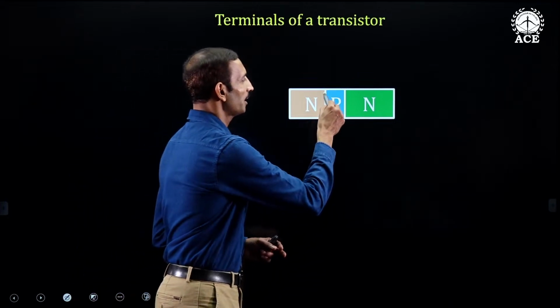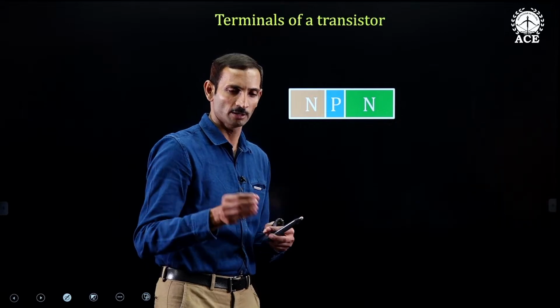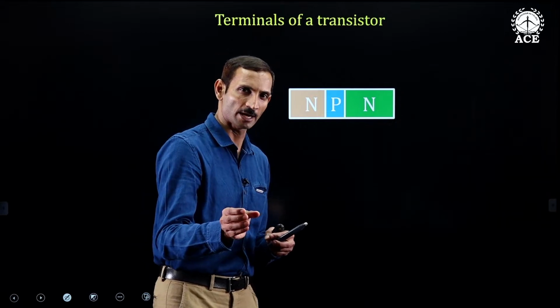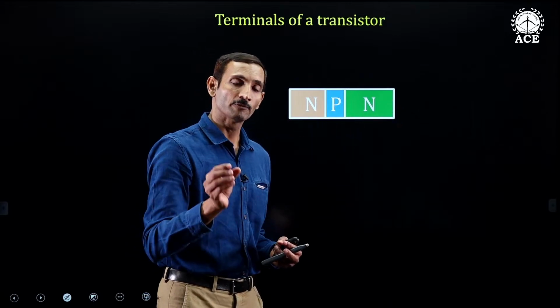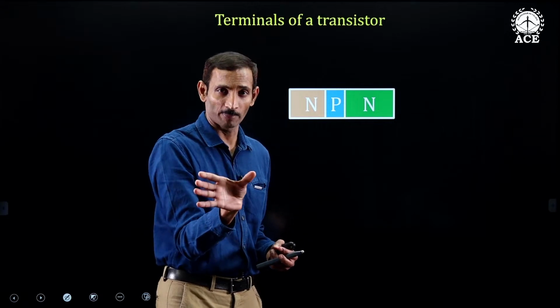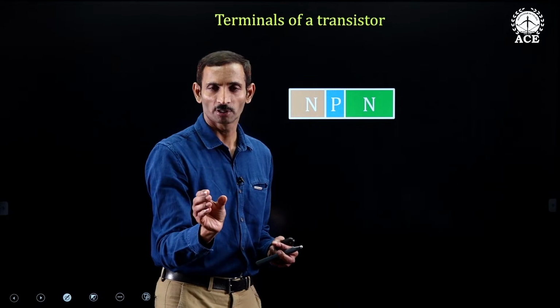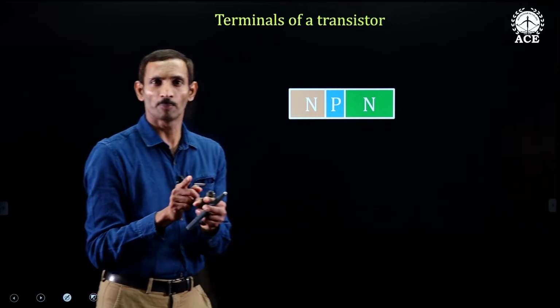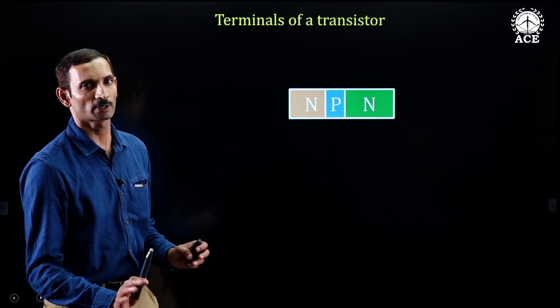Say, sandwiching a P layer in between 2 N-type materials. I mean to say, in an N-type material, if you sandwich a P-type material, you're going to get NPN. Similarly, if you sandwich an N layer in a P-type material, you're going to get a PNP transistor. So now I'm discussing NPN for convenience.